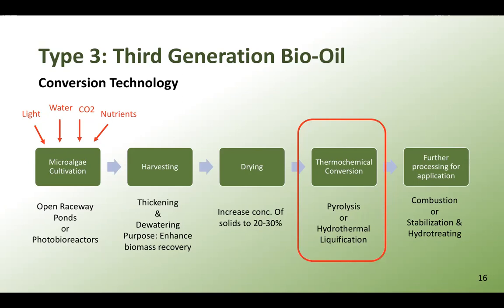To produce bio-oil in particular, it is the thermochemical conversion technology, which mainly uses thermal energy to chemically produce the bio-oil. And it can either happen through pyrolysis or hydrothermal liquefaction, and I will discuss them further in the next slide. After that, bio-oil is produced, and it can either be directly combusted to produce electricity, or it could be stabilized and hydrotreated, hence further treated to be used for other applications. And of course, every step here requires energy input. However, it's not shown on the slide here.